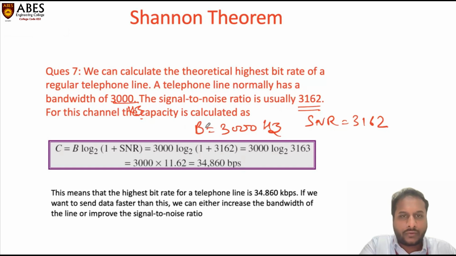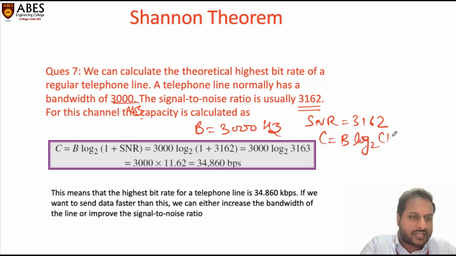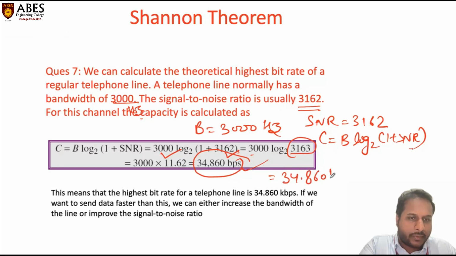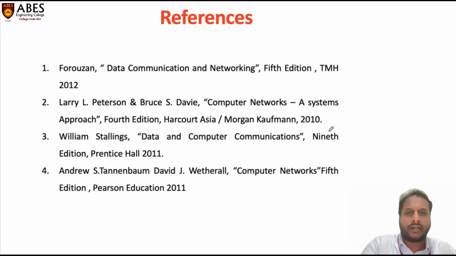Find the capacity. First of all, when noise is given, it means it's a noisy channel. We put the formula C equals B log base 2 of 1 plus SNR. Now we will put the values. B is 3000, SNR is 3162. So 3000 log base 2 of 3163. If we solve it, we will get 34860 bits per second. That is the answer. Or we can always write 34.860 kbps. So that is all about data rate limits.